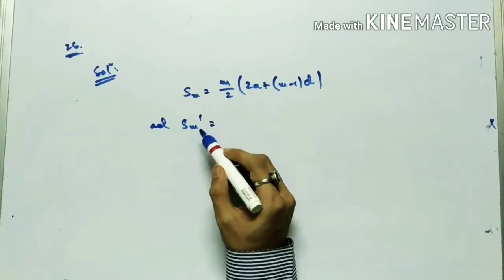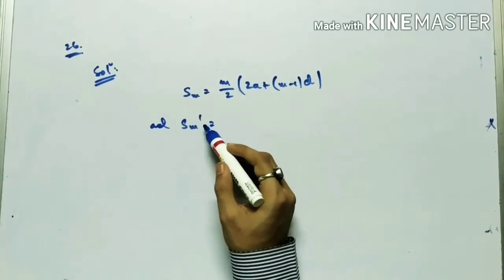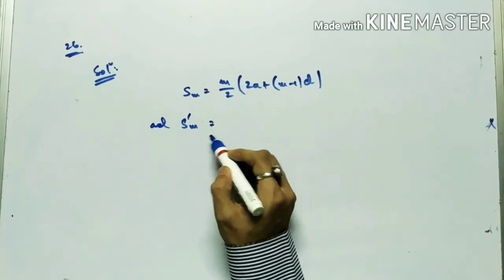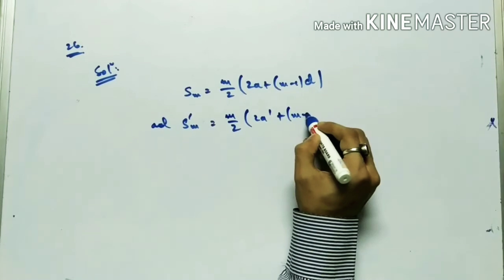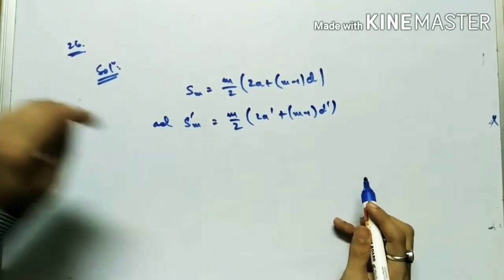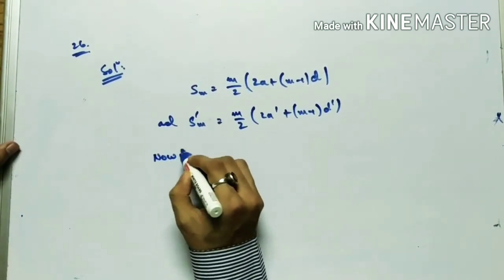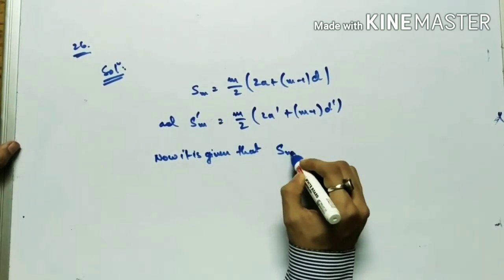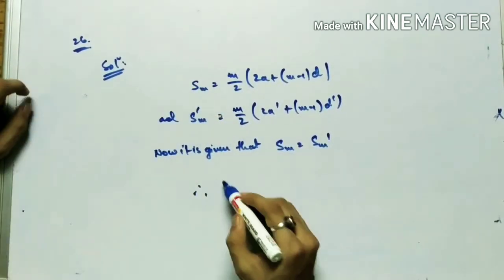This is the sum of the second AP up to M terms. Understand? This is S dash M. So this will be M by 2 into (2A dash plus (M minus 1) D dash), because the first term and the common difference of the second AP are A dash and D dash. Now it is given that SM is equal to SM dash. This is given. So therefore I can say these two are equal.